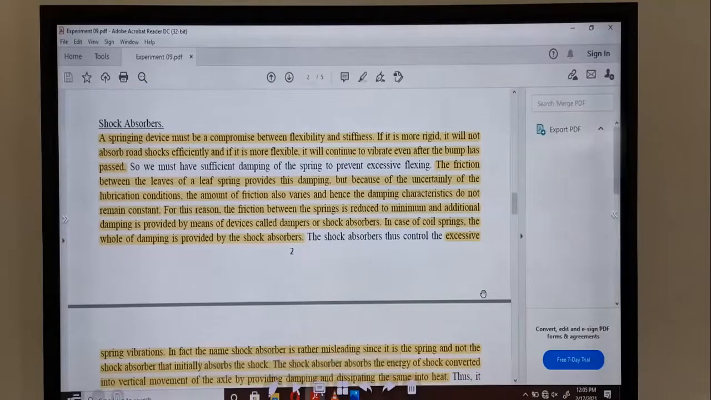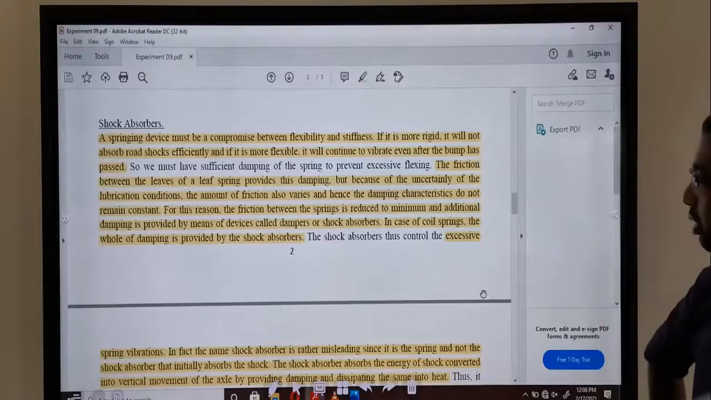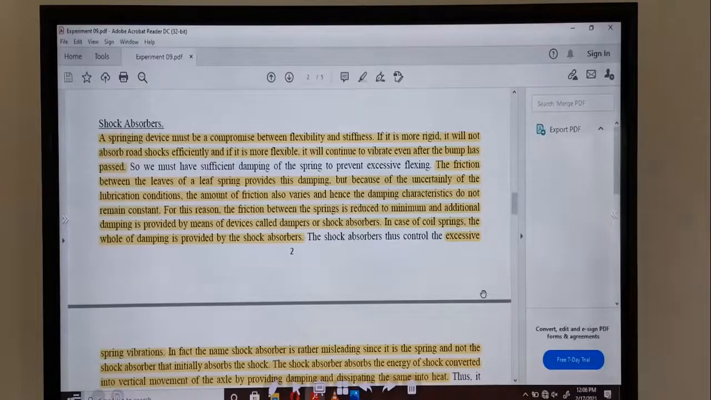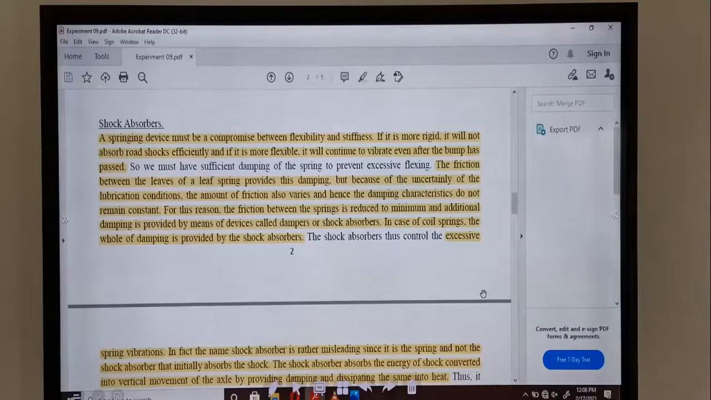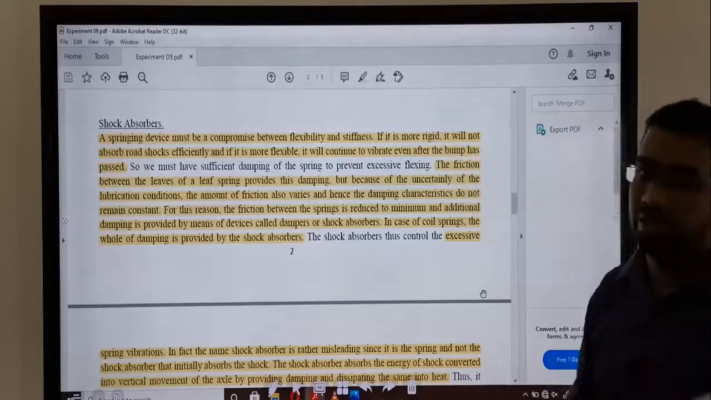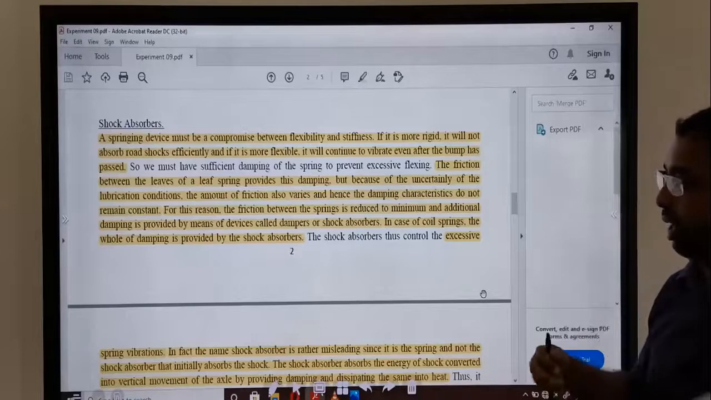Next we study the shock absorber. The springing device must be a compromise between flexibility and stiffness. Stiffness means very hard, and flexibility means very bendy. If it is more rigid, very hard, it will not absorb road shocks efficiently.